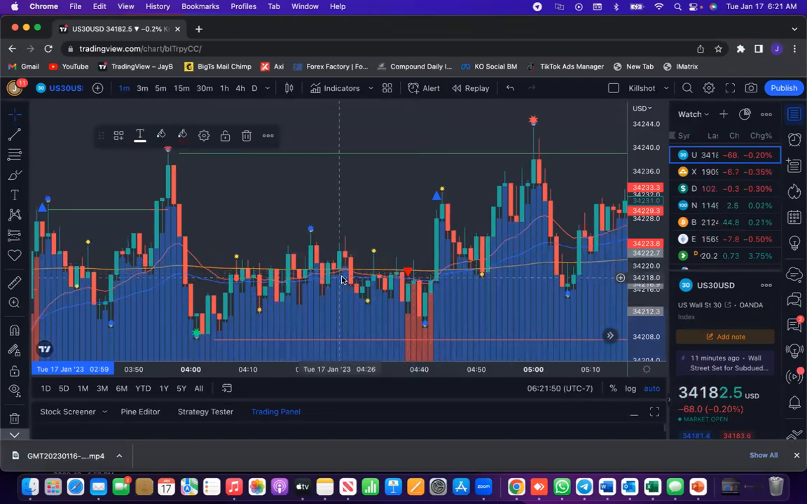With the EMAs being totally flat, you can see it just sitting on each other. It almost recrosses the next candle. So for me, I'd have been like, nope, I'm not in this thing.